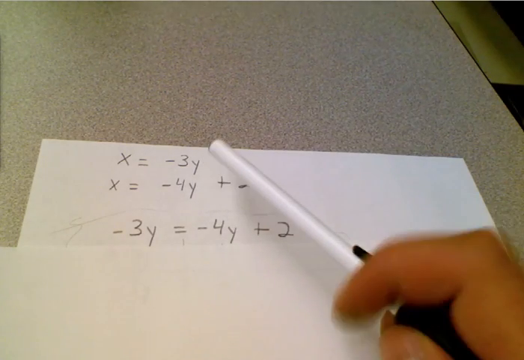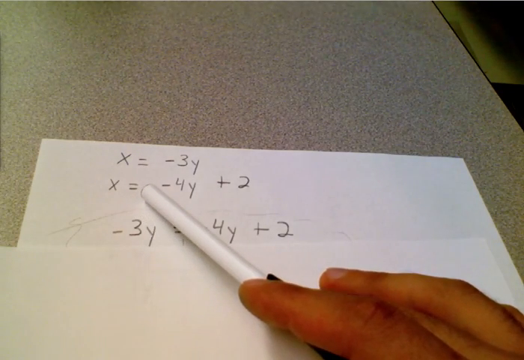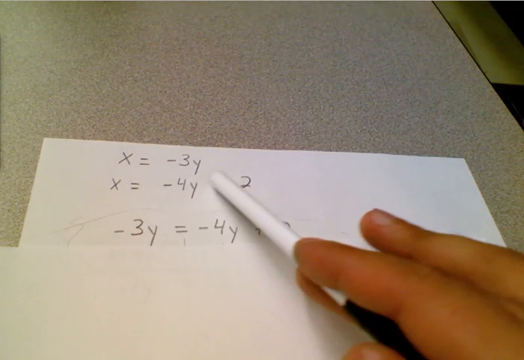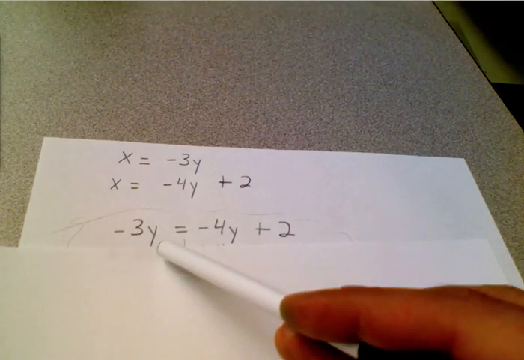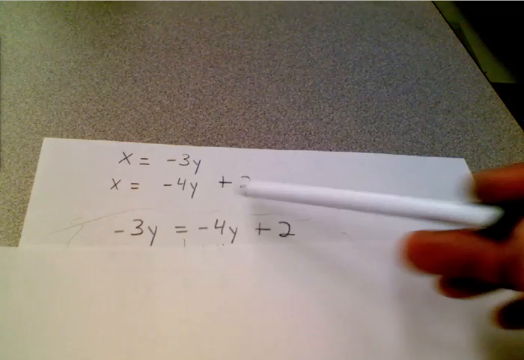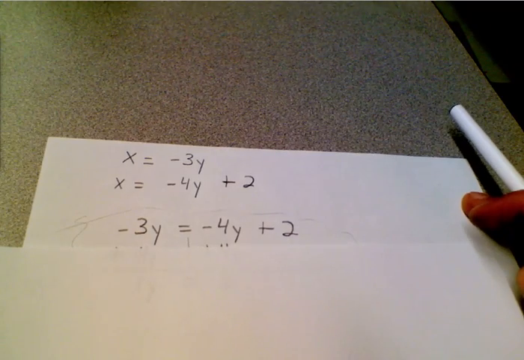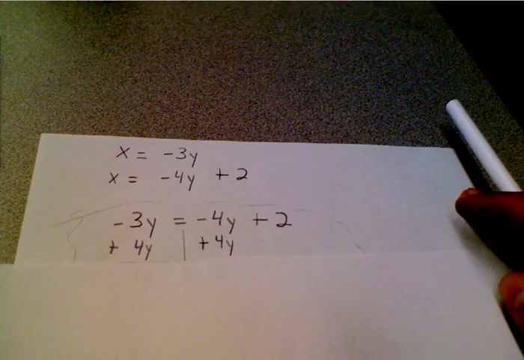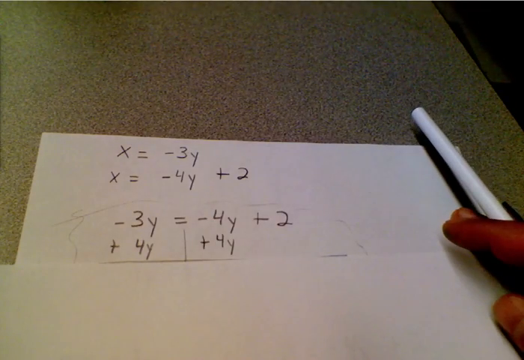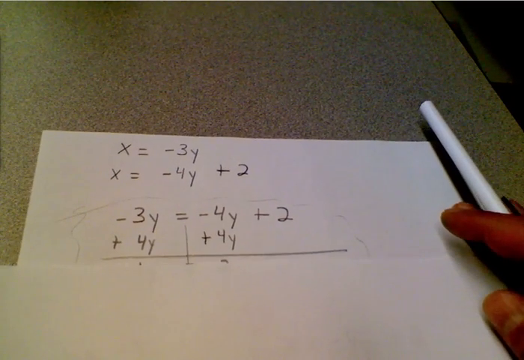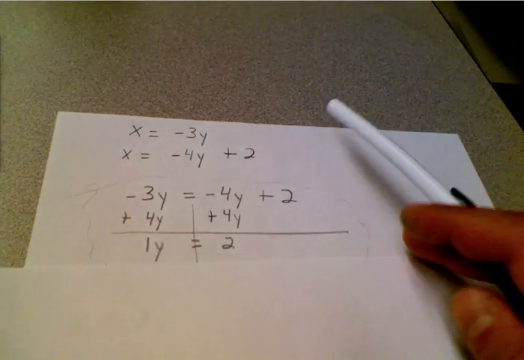So I replaced x with negative 4y plus 2, because that's what x is in my second equation, the equation I'm pointing to right here. So now I see I have negative 3y equals negative 4y plus 2. So the variable it looks like I'm going to solve for right now is y. I'm going to add 4y on the right, which means I have to add 4y on the left. And I'm just going to go through the normal process of trying to get the variable alone. And so I see now I have 1y equals 2.